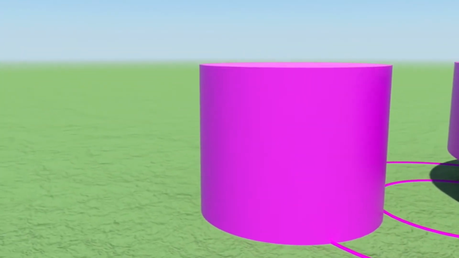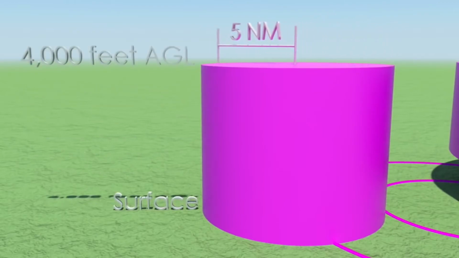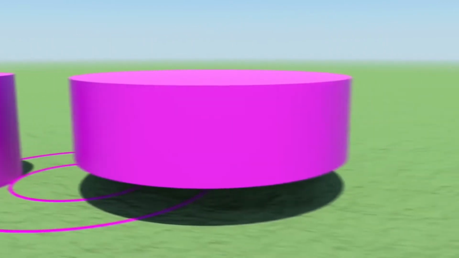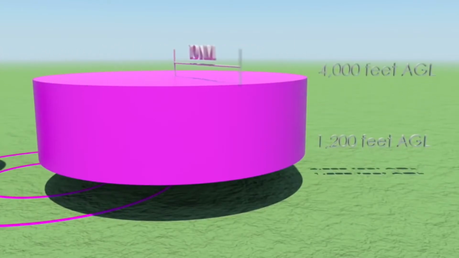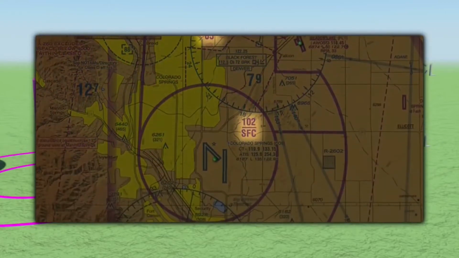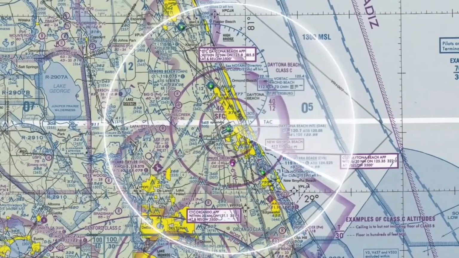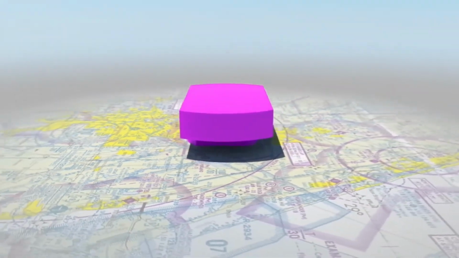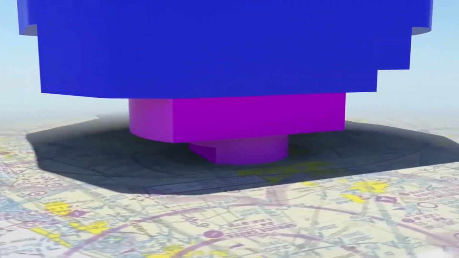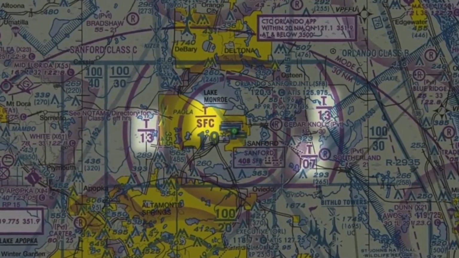The core consists of a 5 nautical mile area extending from the surface up to 4,000 feet AGL. The shelf consists of a 10 nautical mile area that extends from 1,200 feet AGL to 4,000 feet AGL. These altitudes are labeled in reference to MSL on aeronautical charts. Radar coverage is available up to 20 nautical miles from the airport. Some Class C airports, like Orlando Sanford, lie underneath Class Bravo. Airspace like this may have custom dimensions that extend up to the floor of the Class Bravo.